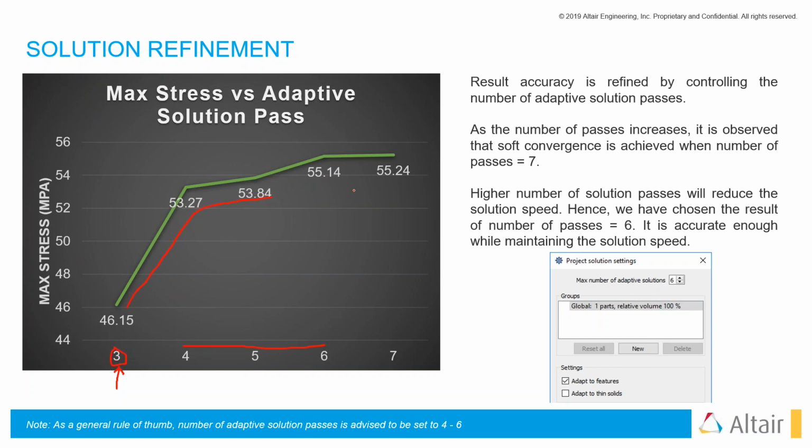Okay. And once you go higher than that, you probably just see some slight difference, but you get a really high increase in solution time. So probably we don't need to go higher than 6. Okay. And here is how we increase the solution passes. By just increasing this number here, we can increase the accuracy. There's no need to go back to your mesh to refine your mesh or something like that, right?